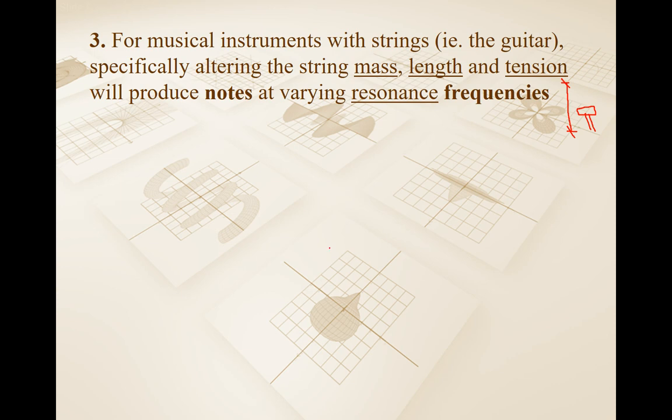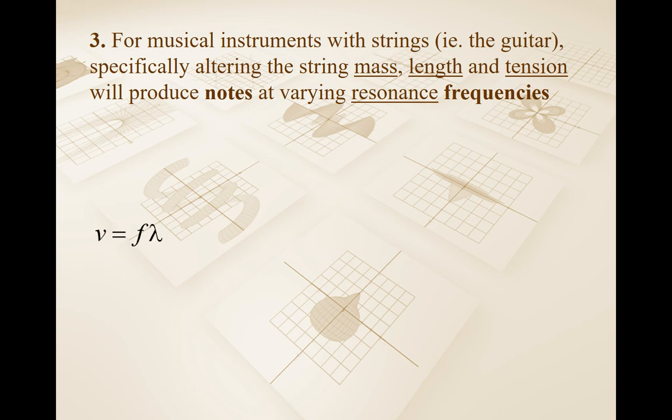Now, in terms of music, resonance is actually a really good thing, because if you can get strings to vibrate at specific frequencies, specifically the resonance frequencies, you get these really nice sounds. A string vibrating at the resonance frequency is what we would refer to as a musical note. Now, in terms of how you can get different musical notes, it involves altering things like the mass of the string, the length, and the tension.